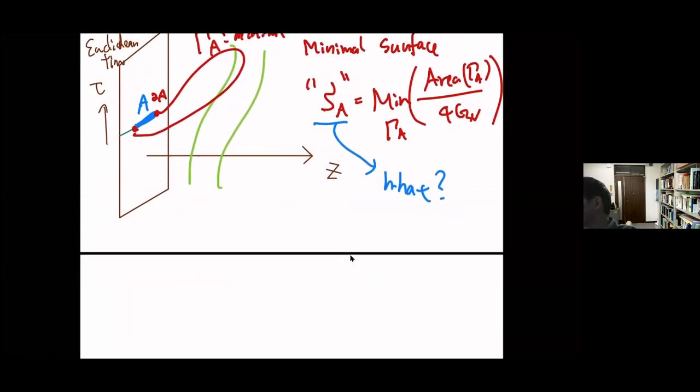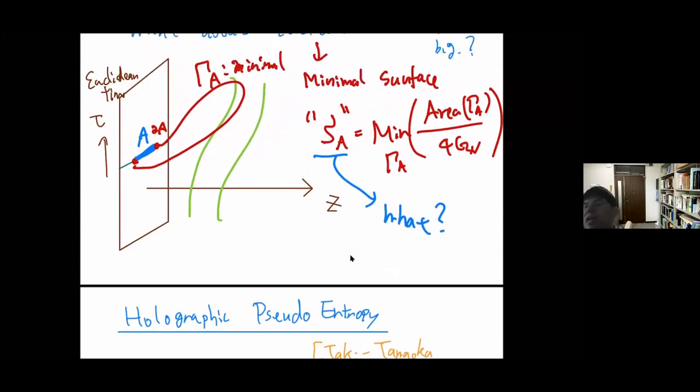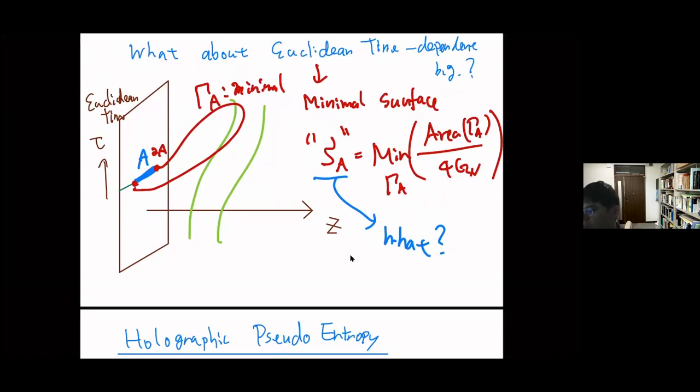The answer is that we need to go beyond entanglement. You have to generalize the quantity. This is something we call holographic pseudo-entropy. This is based on my recent work with Taki, Tamaoka, Nakata, and Wei, and myself, from last year. And the question is what this minimal area in a time-dependent Euclidean background means, which is a very basic question.